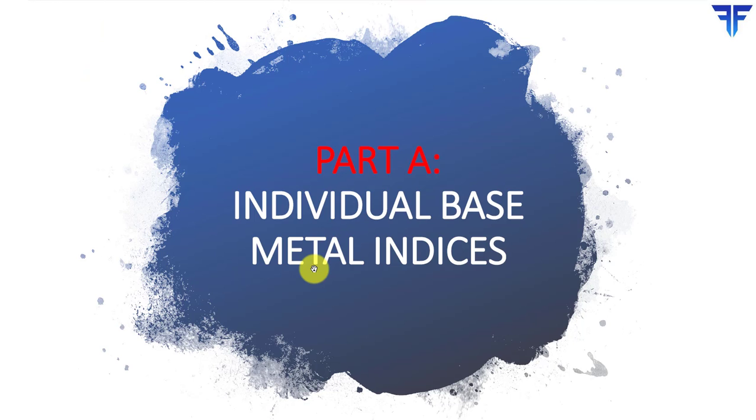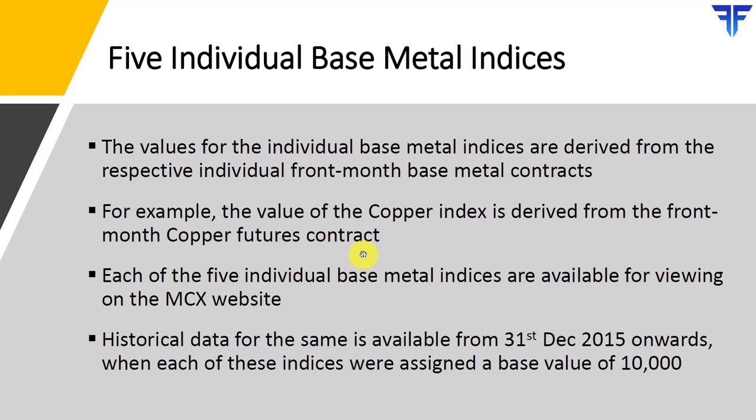Let us start with the individual base metal indices first. As said previously, individual base metal indices derive their value from their respective base metal front month futures contract. Historical and current price data for each of these indices can be viewed on the MCX website. You can also download the historical price data of each of these indices from the MCX website. Daily price data is available dating back to 31st December 2015, when each of these indices were assigned a base value of 10,000.